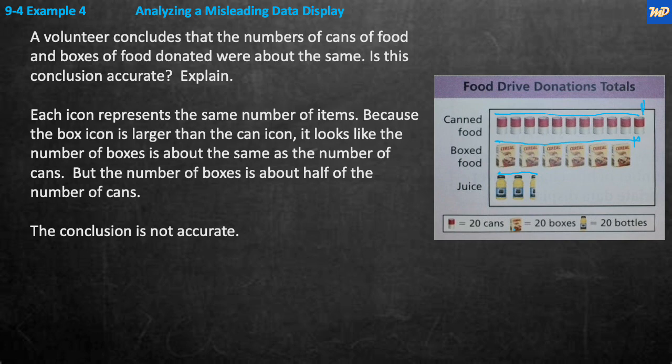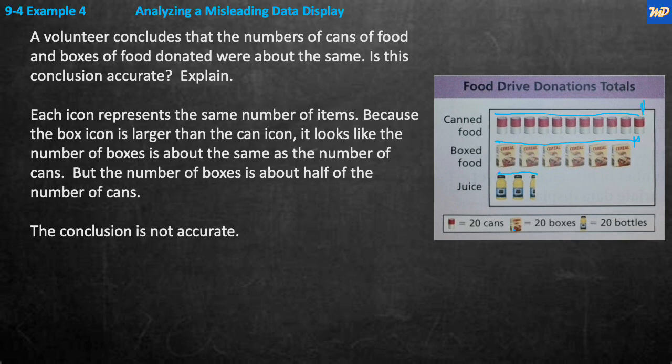But guess what? If you look at the chart, it looks like the number of boxes is about the same as the number of cans. But the number of boxes is about half of the number of cans. So let's look at it. It's 1, 2, 3, 4, 5, 6. So 6 times 20 is 120.